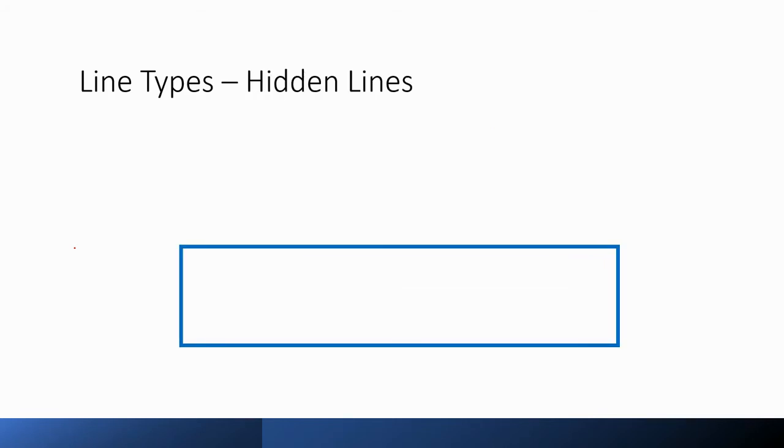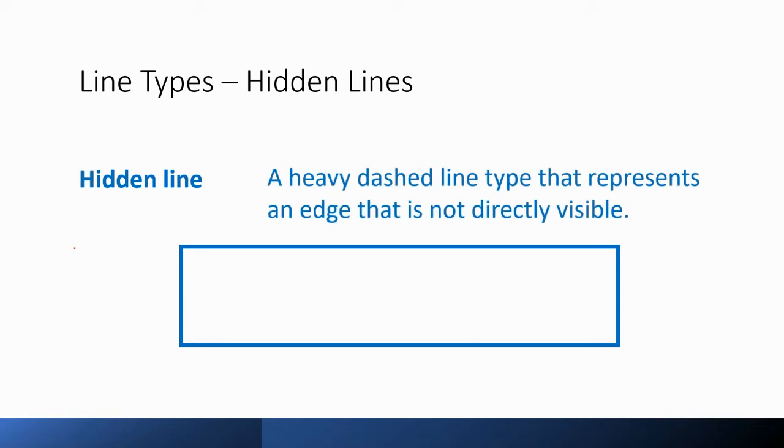The other type of line is a hidden line. The definition of a hidden line is a heavy dashed line type that represents an edge that is not directly visible. So here's just a series of short dashes, and it's drawn typically in a medium weight. We'll go over some examples of what a hidden line looks like here.